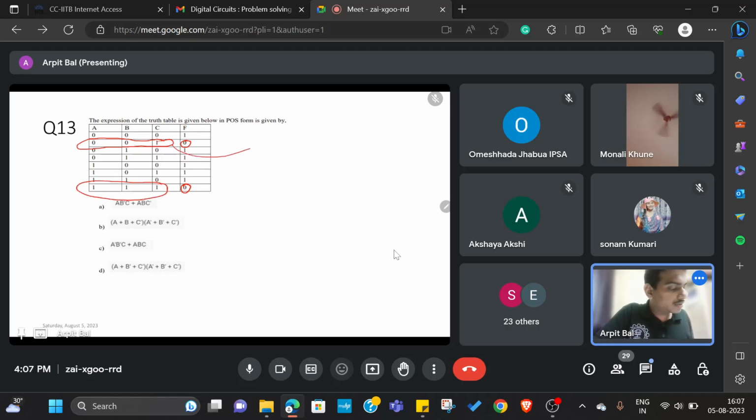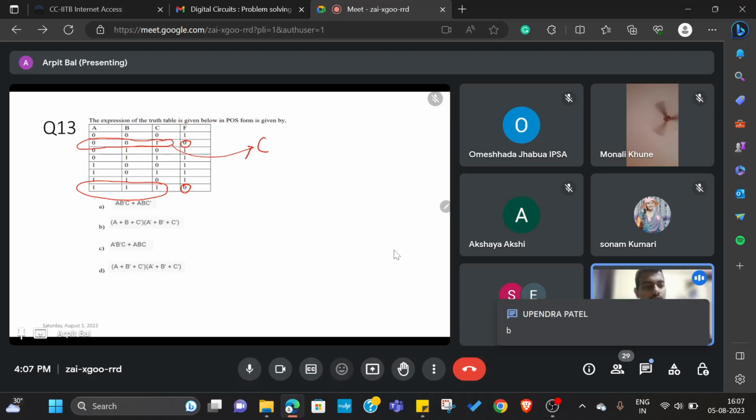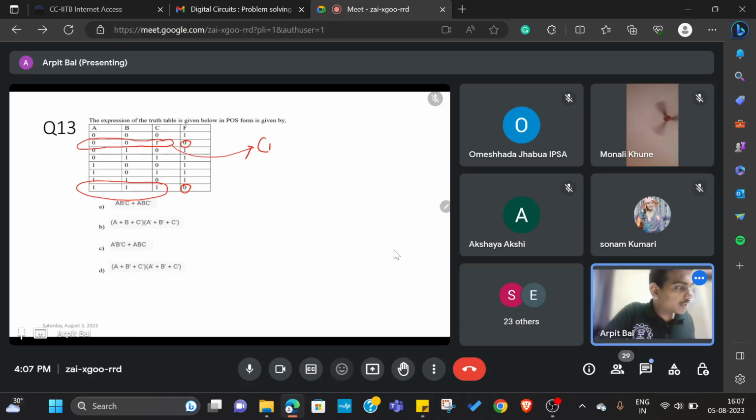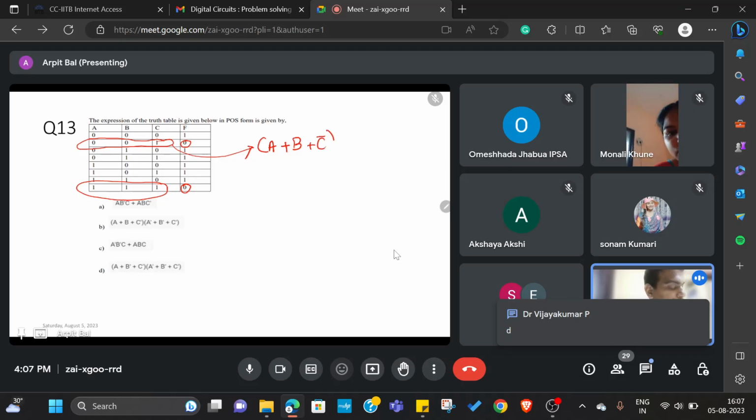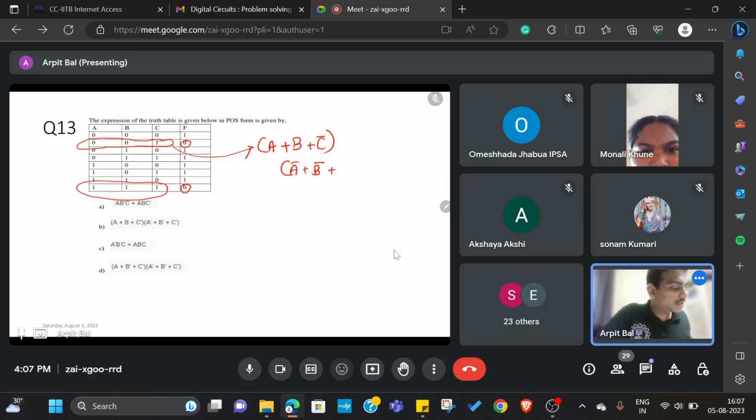So we can write it in the product of sum format, just like we did in the previous two examples. This is A bar, so A bar will be A, B bar becomes B, C becomes C bar. Then A will become A bar plus B bar plus C bar, and the product of both of them. So the right answer is option B.